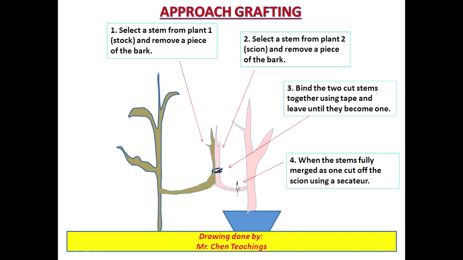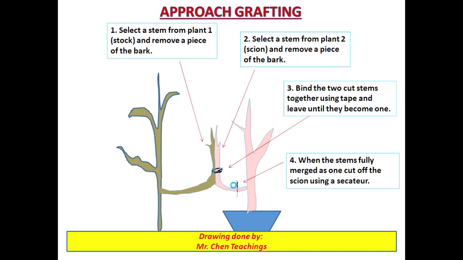So you'd bring the plant up close where you could join the 2 stems, and you cut both stems and join the 2 cuts together and wrap with tape. So number 3, bind the 2 cut stems together using tape and leave until they become 1. So what will happen is that the vessels of both will join together. So that's the reason for cutting them. So they will join together, and you observe once they catch together. Then number 4, when the stems fully merge as one, cut off the scion using a secateur. So after they merge, you will cut this stem right here. You'll cut it off, and then this Julie mango stem will be left on the Blackie mango.